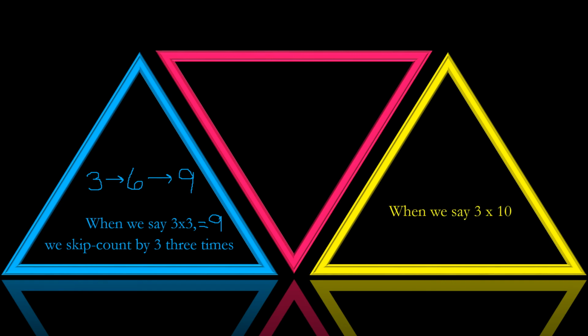When we say 3 times 10, we skip count by 10 three times. Well, let's see. 10. And if we skip count by 10, then we'll have 20. And if we skip count by 10 again, we'll have 30. Okay, we skip counted by 10 three times. So 3 times 10 equals 30.